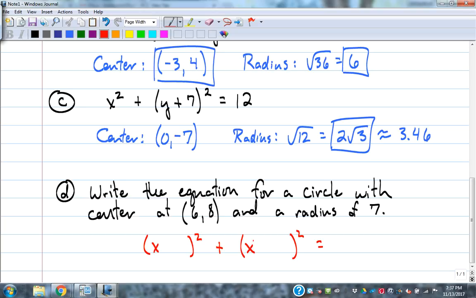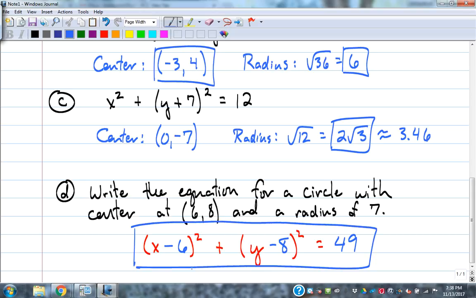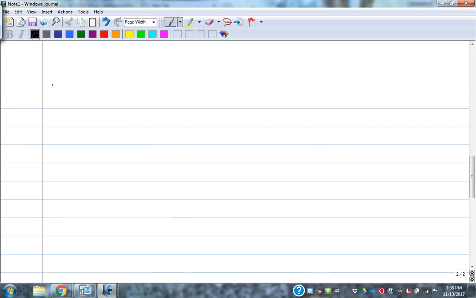Plug in the stuff we know, or that should be a y there. There you go. What goes in the first parentheses? Negative 6. Second one, negative 8. Over here on the other end, 49, because that's what 7 squared is. And there's the equation of a circle with that center and that given radius. Okay. Easy enough.